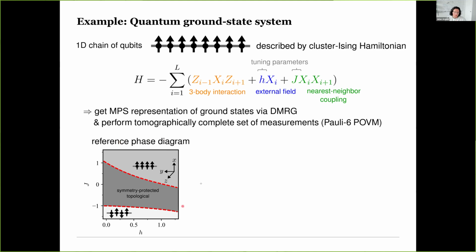And you see a reference phase diagram on the bottom left. It contains 3 different phases. So on the bottom, we have an antiferromagnetic phase. We have in the middle a symmetry protected topological phase, and we have a paramagnetic phase on top.